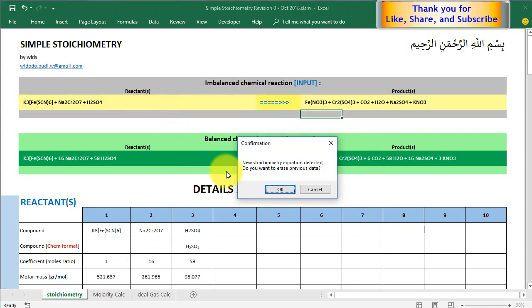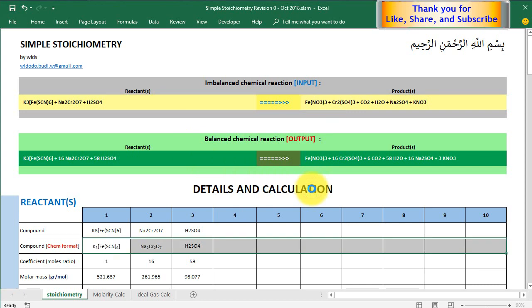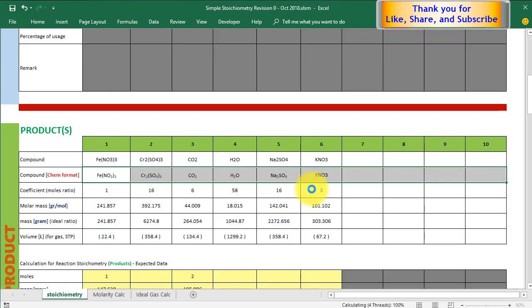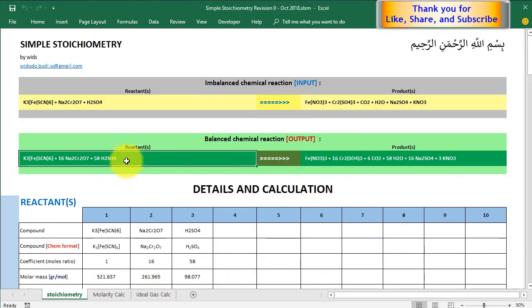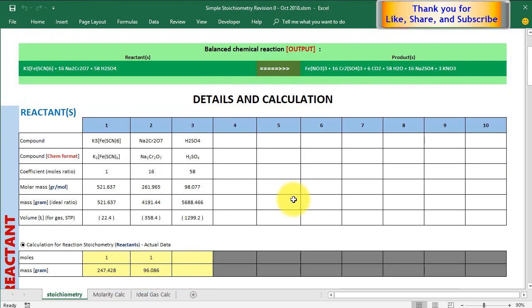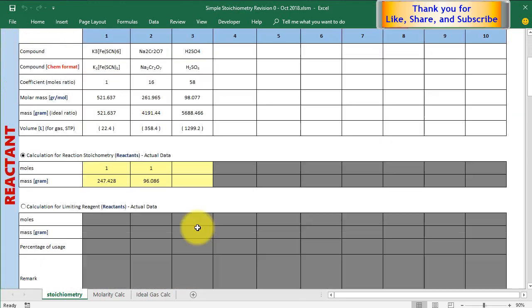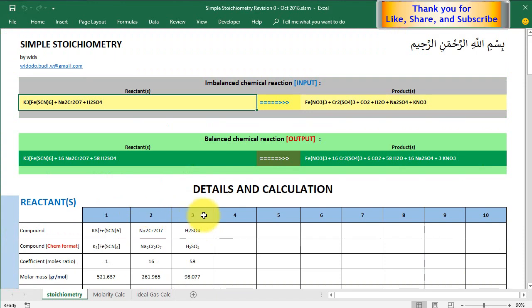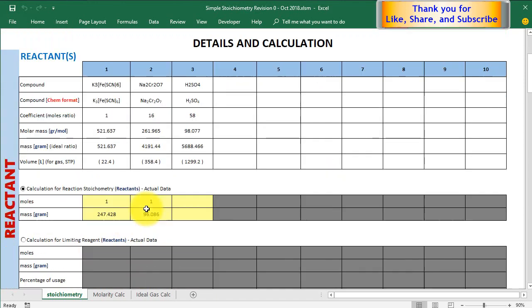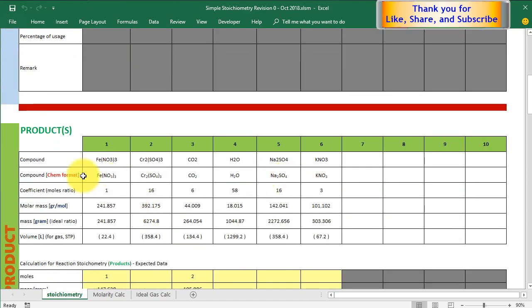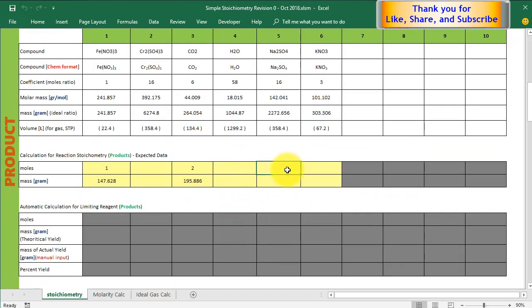Hit enter. Alright. Yeah, the system can also calculate it. I think it's a simple stoichiometry, but it's a long equation with three compounds of reactants, and the product is six compounds. Yeah, we can try this.